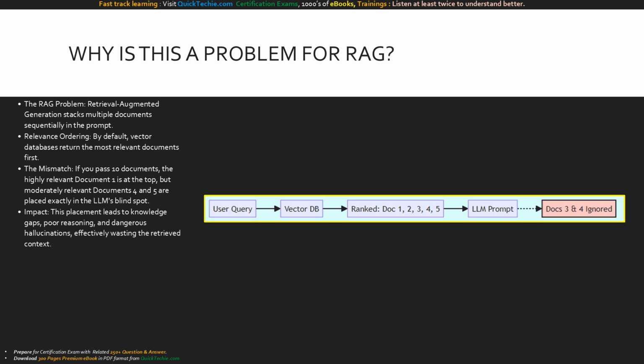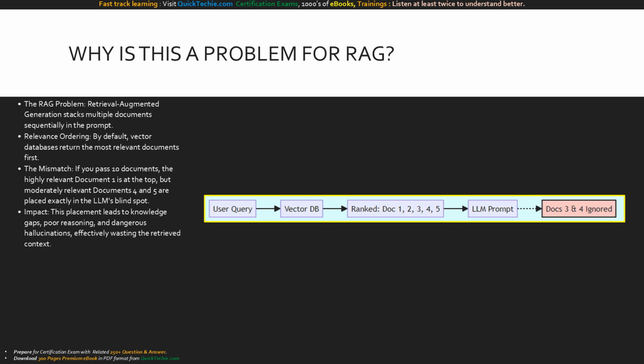This creates a severe mismatch between retrieval relevance and LLM attention. This leads to critical knowledge gaps and dangerous hallucinations because the model simply skips over the data you worked so hard to retrieve, completely wasting your context window.